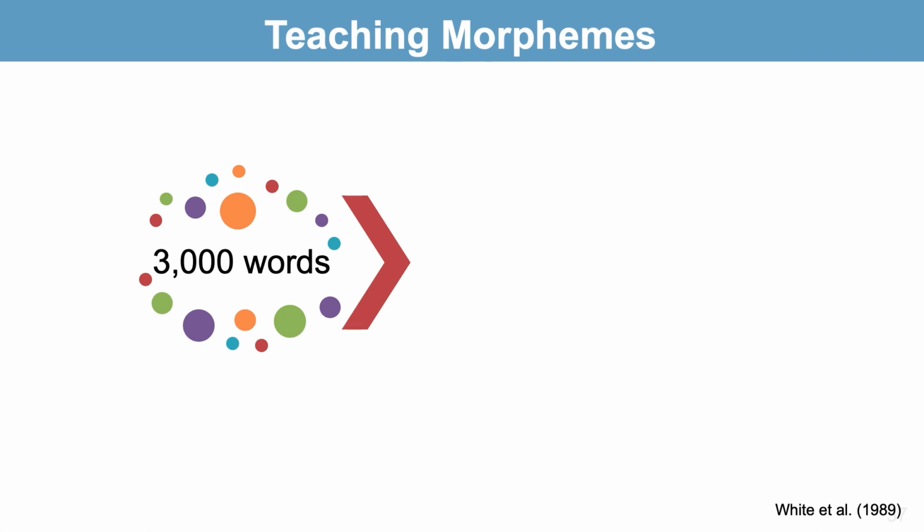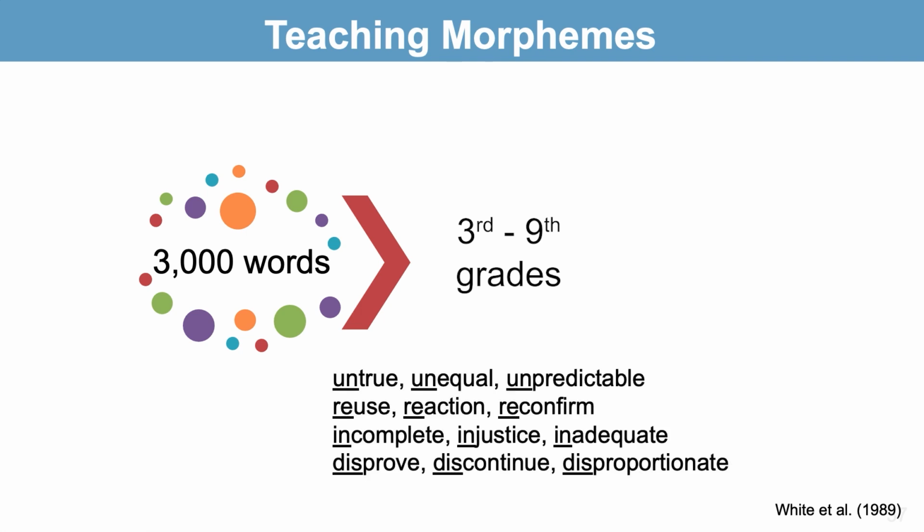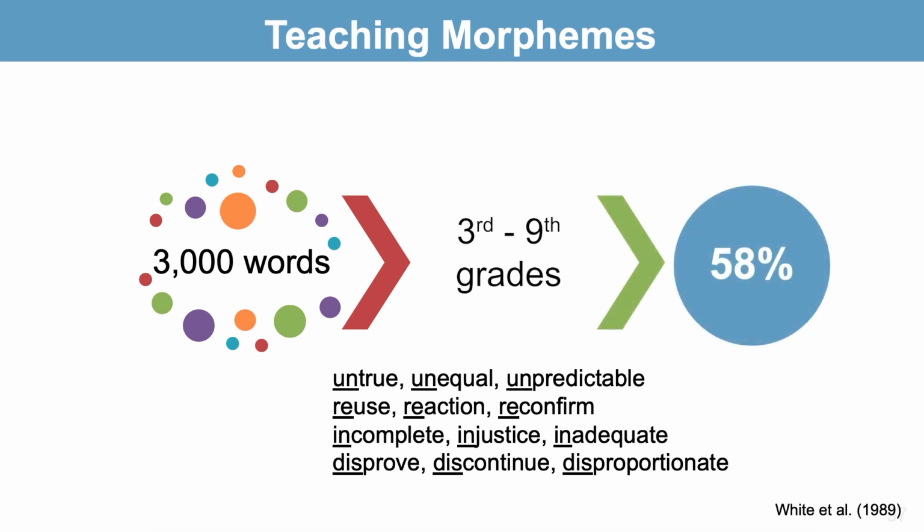Including morphology in literacy instruction, even for young children, is impactful. Explicit instruction in even a small number of morphemes can aid students in both word recognition and meaning. According to White and colleagues, almost 3,000 prefixed words found in 3rd through 9th grade begin with un, re, and in, and with the addition of the prefix dis, students can cover about 58% of prefix words they will encounter.